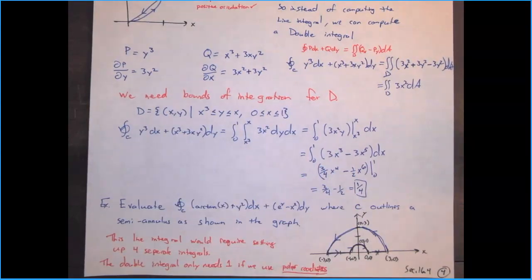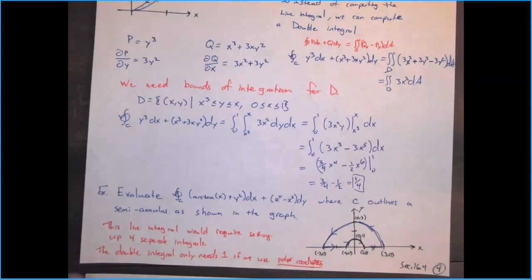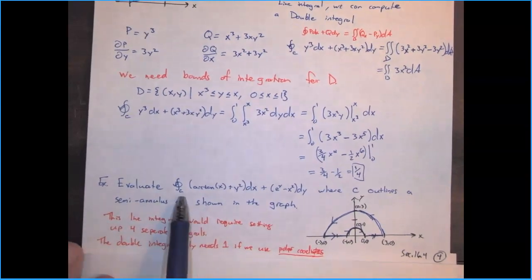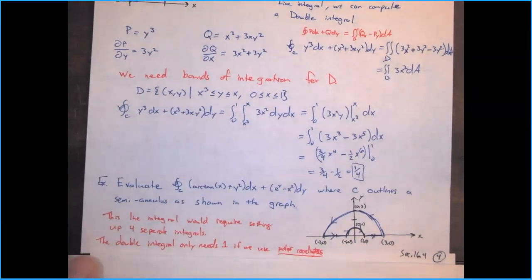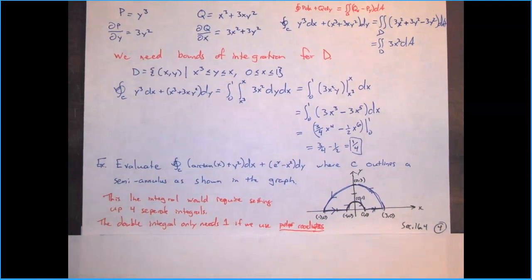So evaluate this line integral. Here we're already told ahead of time with this symbol that this is a closed curve with a positive orientation. We want to integrate arctangent of x plus y squared dx and e to the y minus x squared dy, where C is the semi-annulus as shown in the graph.